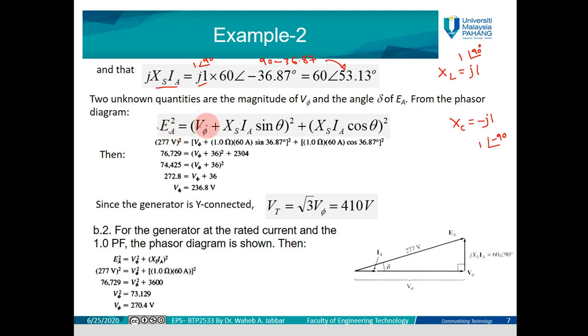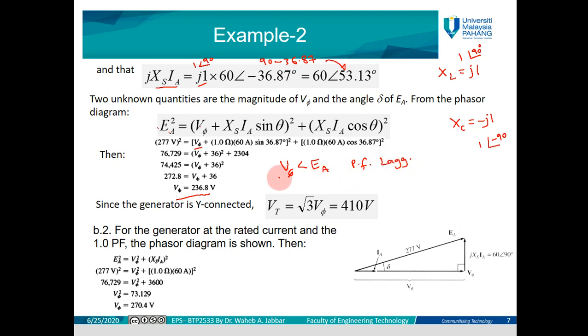Okay, it depends on the load power factor. Plus XS IA sin theta and XS IA cosine theta, here squared. You substitute the value of XS, which is 160, with the sine of the angle, which is 36, and the same XS IA with the cosine of the angle, which is 36. You solve the equation for V phase, and you are going to find the value of V phase, which is 236. So if the power factor is lagging, V phase is less than EA. This is because the power factor is lagging.